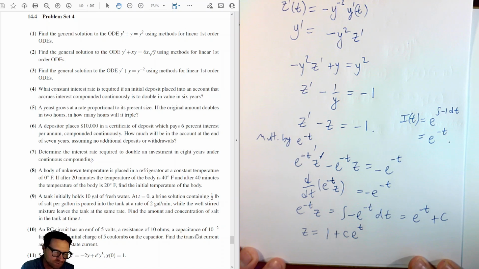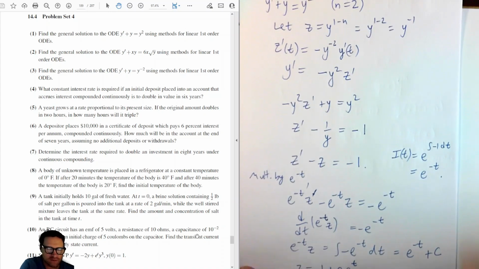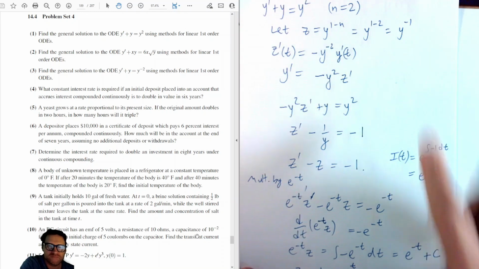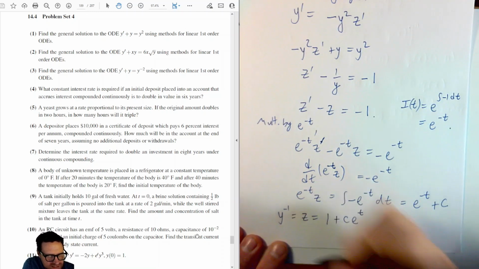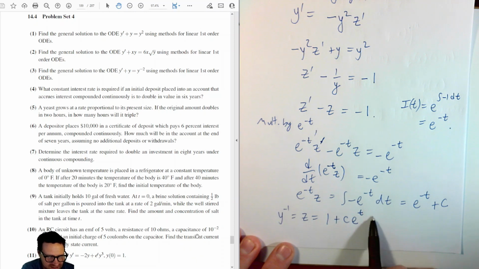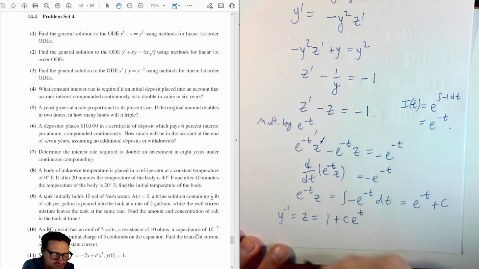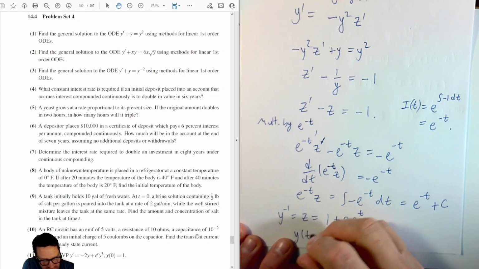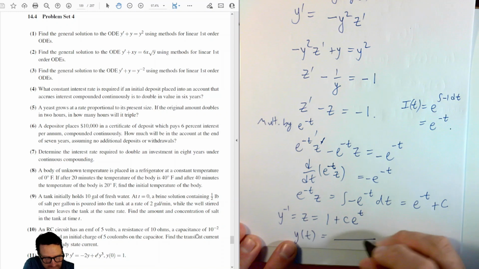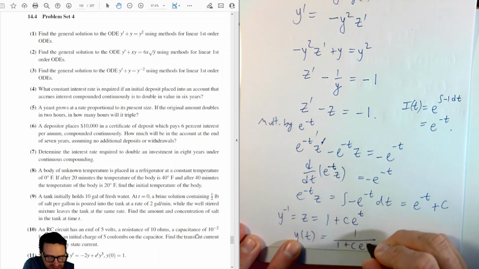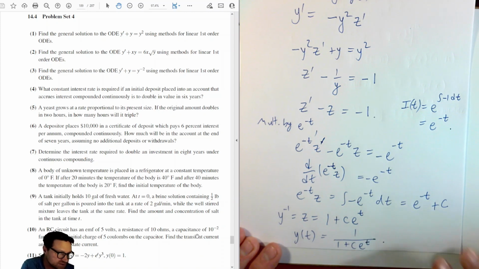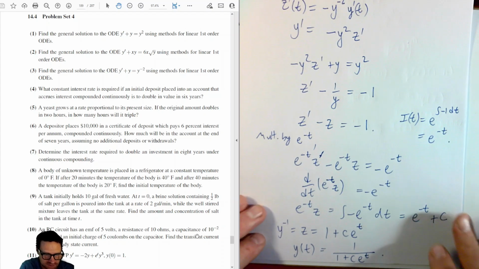And this is z, but remember z is equal to y to the power of minus 1. So y to the power of minus 1 is equal to 1 plus c e to the t. Okay, now if we invert both sides, we get our general solution that y as a function of t is equal to 1 over 1 plus c e to the power of t. And we've found the general solution to that differential equation.